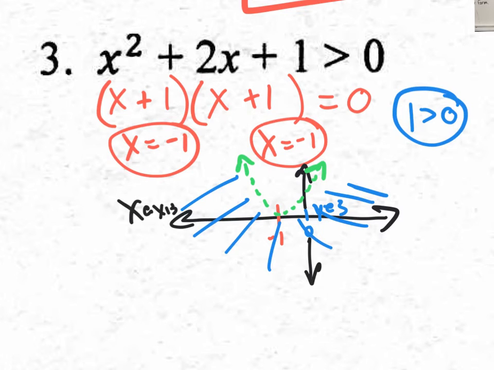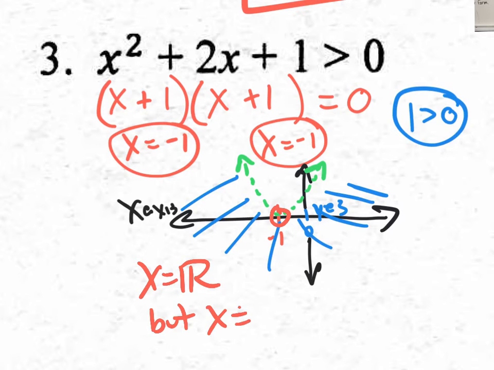And we don't need to think about the whole xy plane. We just want to think about the x number line. What would that be? All real numbers. However, it cannot equal -1, because if the parabola is dotted, that means that you cannot include that value where it touched. So it cannot be -1. So you're going to say x equals all real numbers, but x cannot be -1.